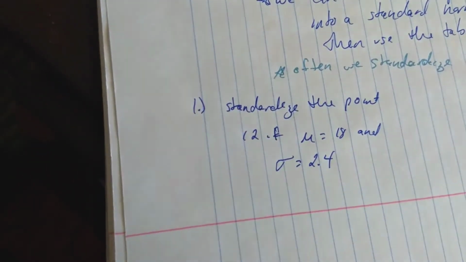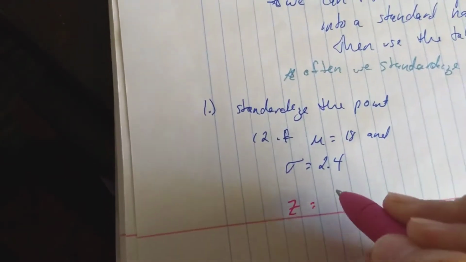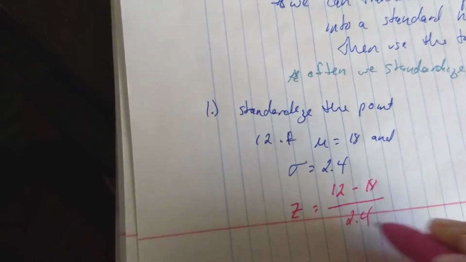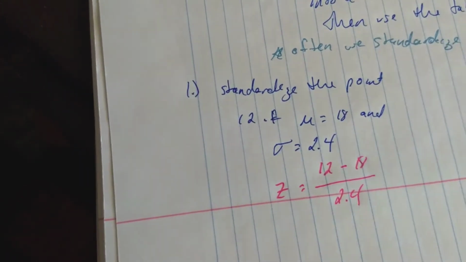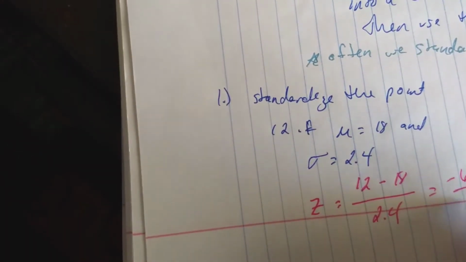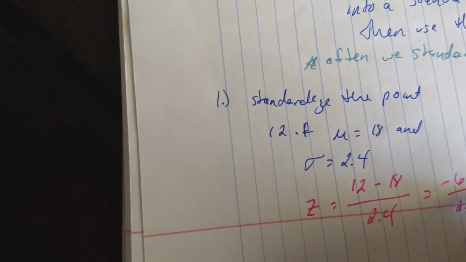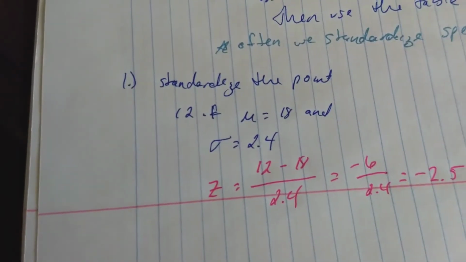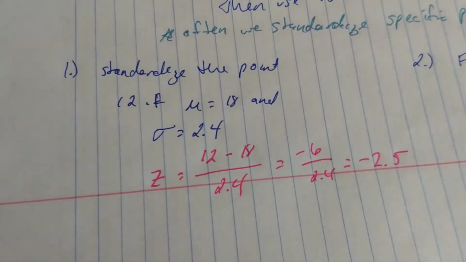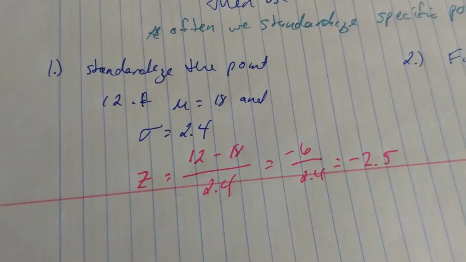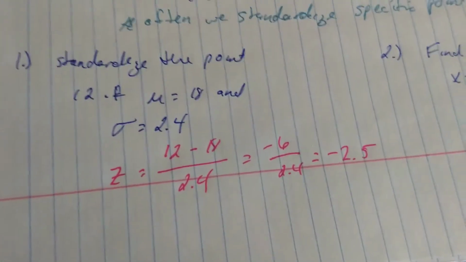So to standardize, I want to find the z-score. So z is equal to 12 minus 18 over 2.4. We'll put that in our calculator, and we get negative 6 divided by 2.4, which comes out to negative 2.5. So if I have a point at 12 when the mean is 18 and a sigma is 2.4, I am 2.5 standard deviations below the mean.